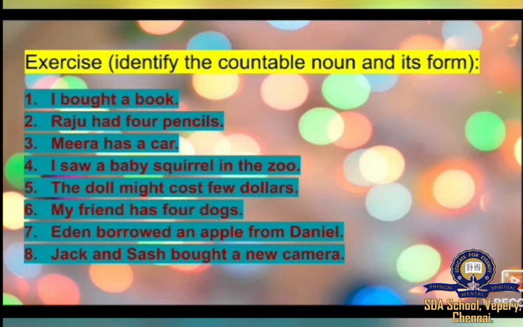Seven. Aidan borrowed an apple from Daniel. Here the noun is apple and it is in singular form. Eight. Jack and Shash bought a new camera. Yes, here it is camera and it's in singular form. So I hope you are now able to identify what is a countable noun.